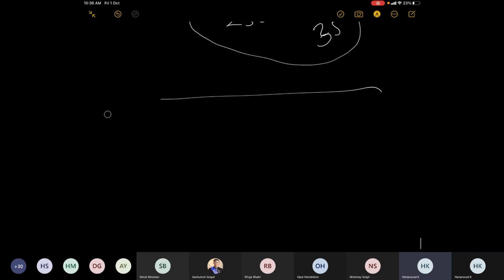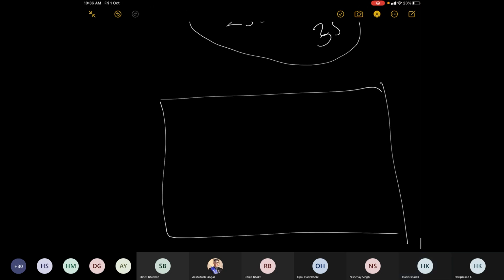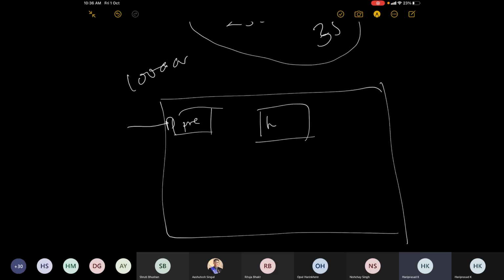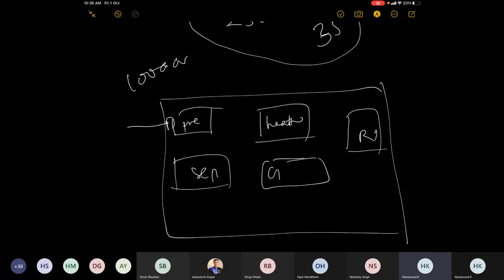So this is a large field, count 1000 acres. Some part of this would be feed entry, and here it would be preparations. Here maybe heating, which means a lot of arrays of heat exchangers. Here maybe a reactor. Here maybe separators. Here maybe gas cleaning.